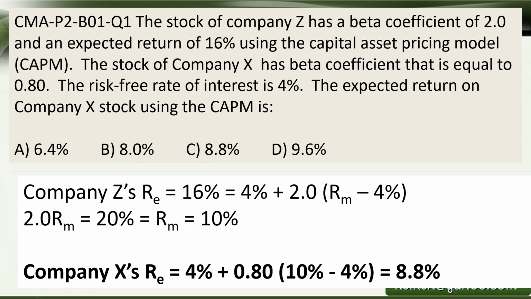By replacing the values, we get the expected return, which is 16%, equal to 4%, which is the risk-free rate, plus the beta coefficient of Z company, which is 2, multiplied by RM minus that 4%, which is the risk-free rate of return. Therefore, we get the value of RM equal to 10%. So now we have RM, and we apply it for X: 4% is the risk-free return plus beta coefficient 0.8 times 10% minus 4%, equal to 8.8%. So that's how we get that.